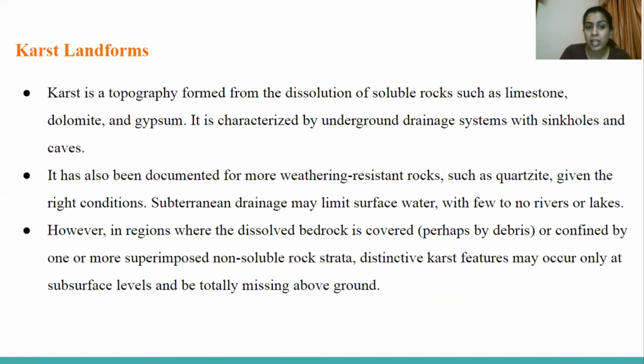conditions. Subterranean drainage may limit surface water, with few to no rivers or lakes. However, in regions where the dissolved bedrock is covered or confined by one or more superimposed non-soluble rock strata, distinctive karst features may occur only at subsurface levels and be totally missing above the ground.